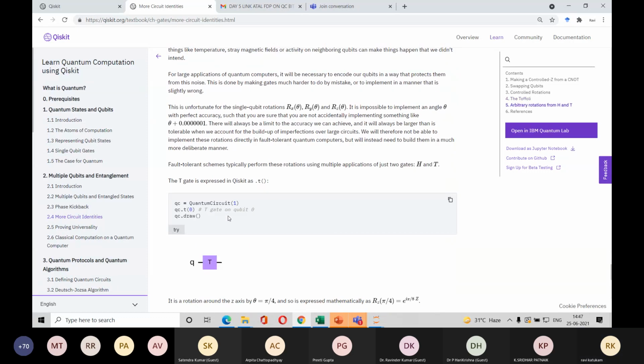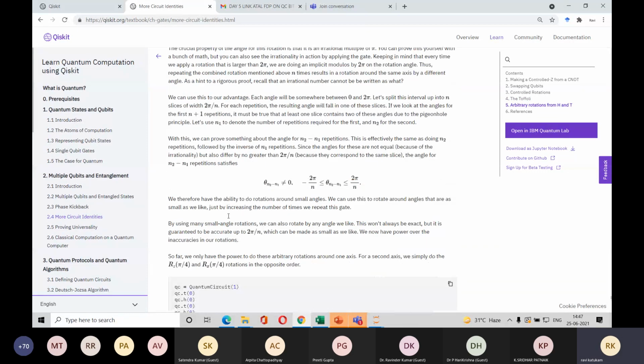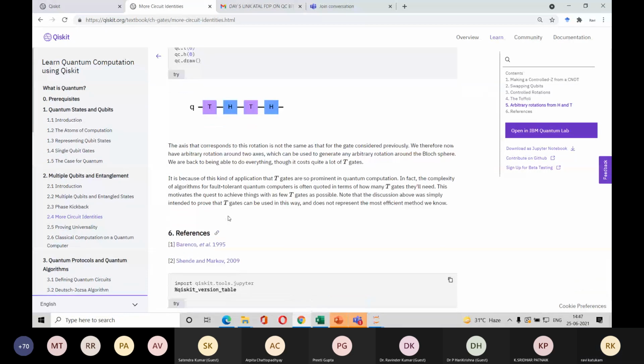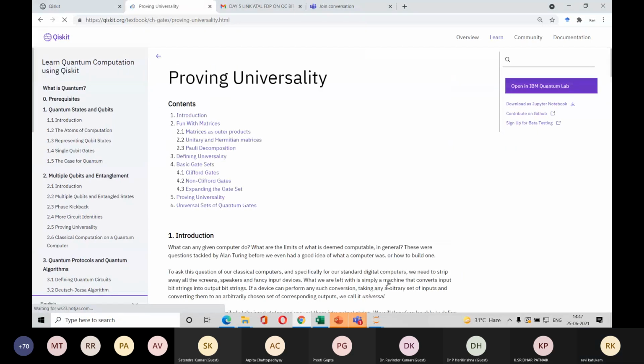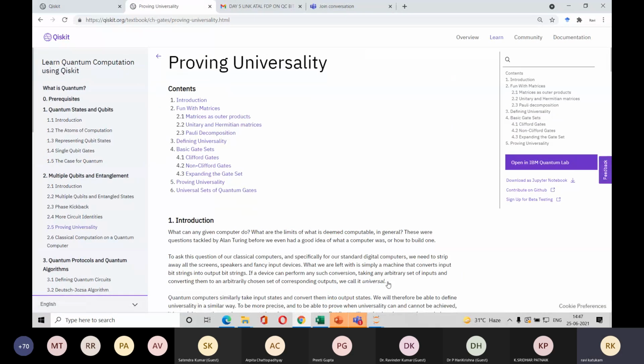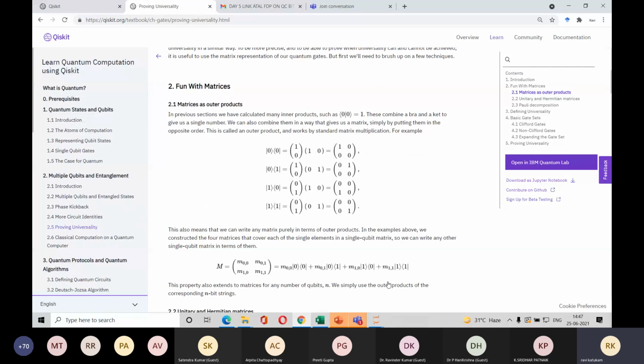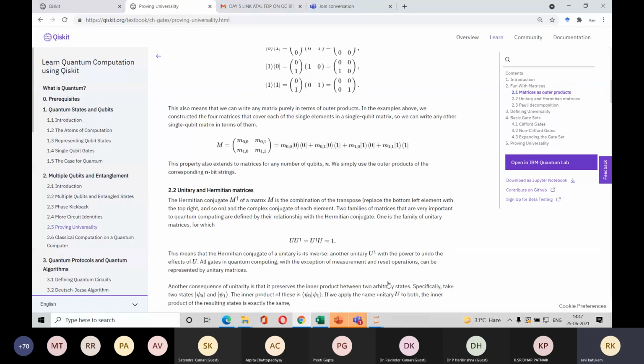So H and T, then what you have, there is some discussion on some mathematical aspect. If you are interested, just do these mathematical operations.